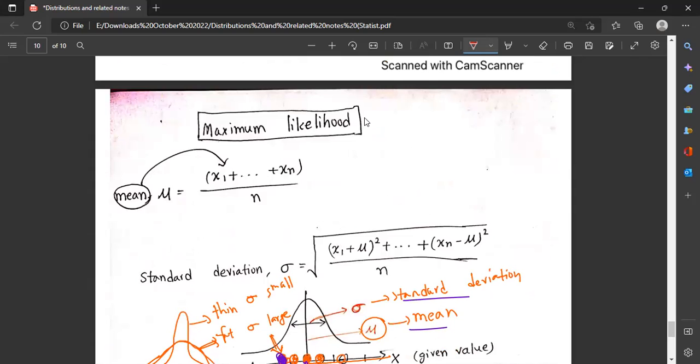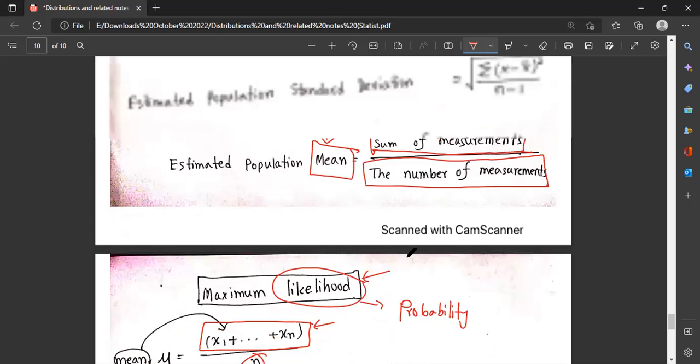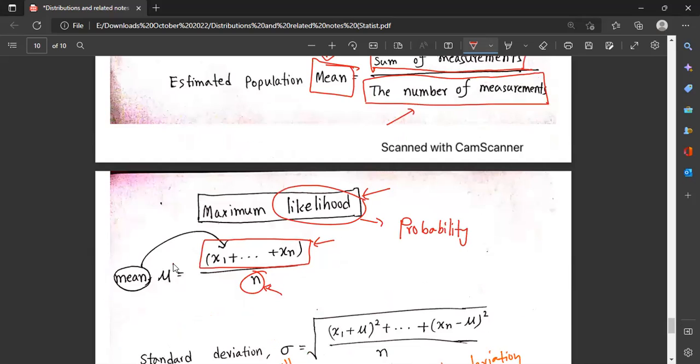What is likelihood in statistics? Likelihood is the same as probability, okay? It's a fancy name, but it depends on some more data. So likelihood is like a probability. You see here, we just add the data, and then we divide by the total number. As I said, mean will be the sum of measurements by the number of measurements. So this represents mean.